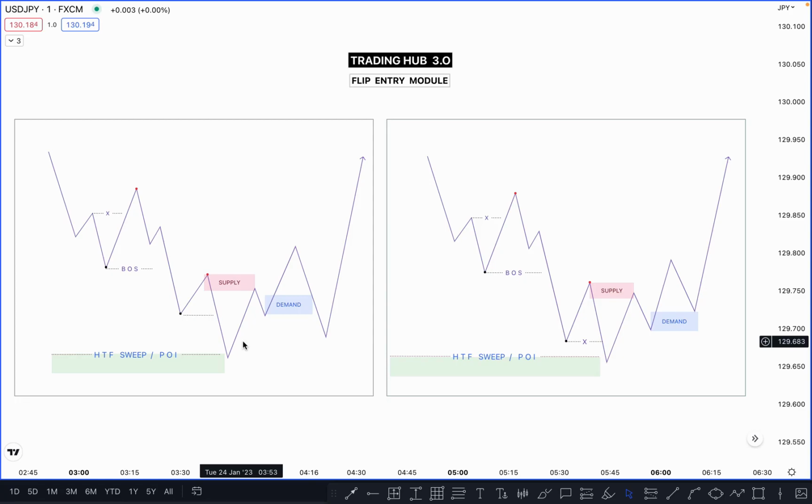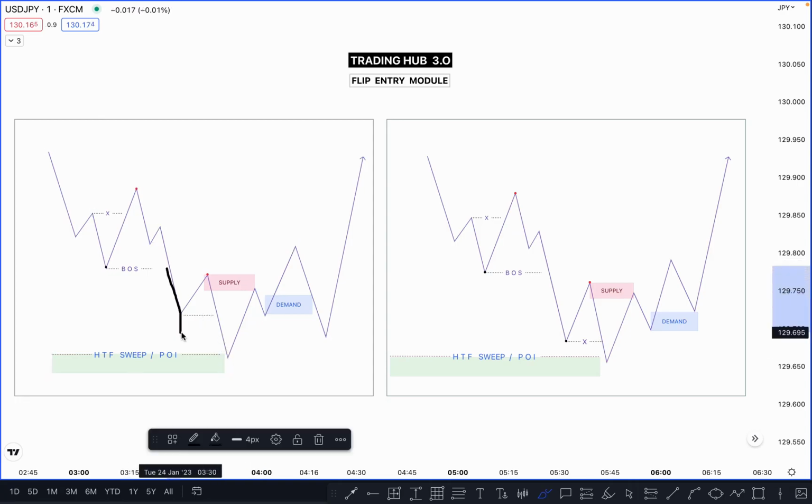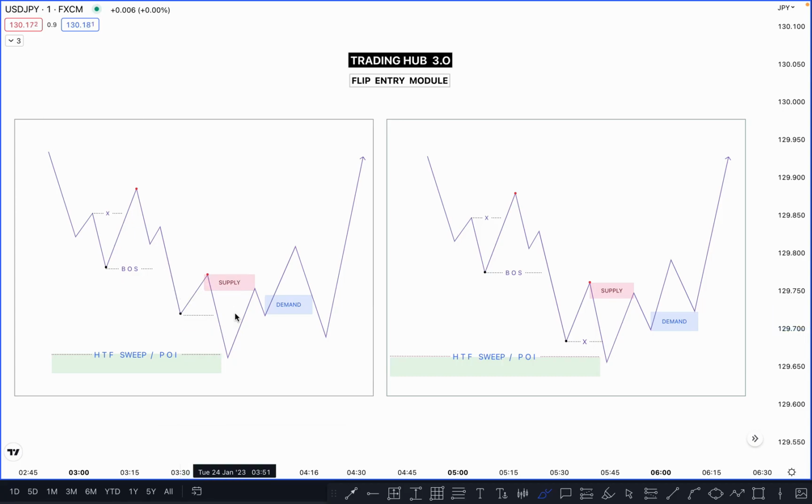Generally we use this in the change of character entry model also. But if price does not close below it and just sweeps the liquidity, it means liquidity is already taken out. We don't need to wait for inducement before the entry, right? So basically this is the meaning before. So basically you can identify it like this, okay?